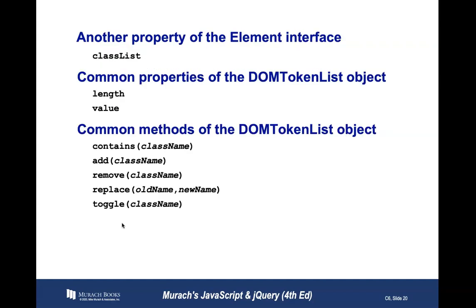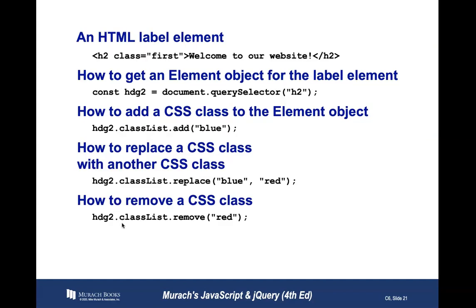All right, so more stuff on element interfaces. So classList is, again, the list of classes. Common properties of the DOMTokenList object are length and value. Those are all things that work with forms and input types: the value of a form element or the length of characters in that form element. And common methods of the DOMTokenList object are whether something contains something, whether you want to add something, remove something, replace something, or toggle something. A lot of it depends on what comes into a form. So let's take a look at some of these in action.